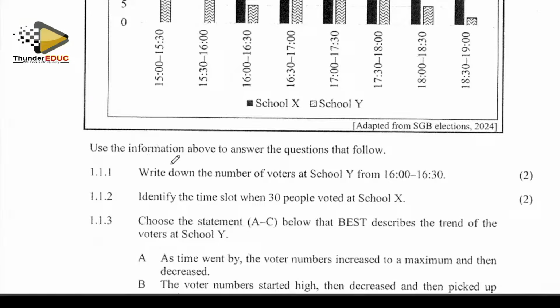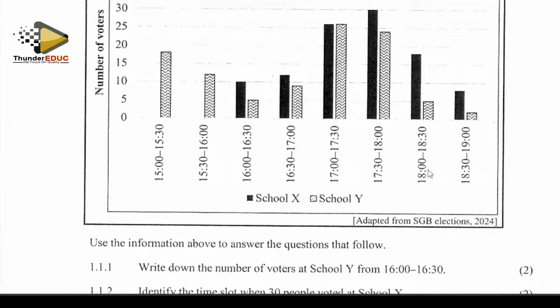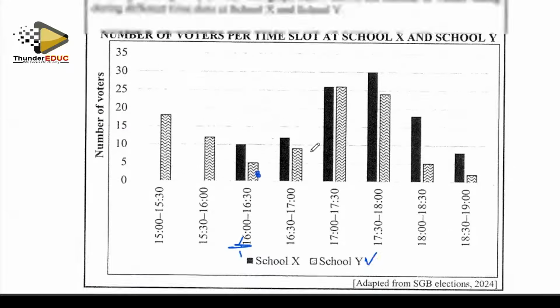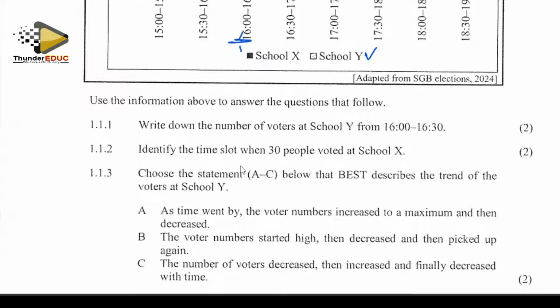Write down the number of voters at school Y from 16 hours to 16:30. So we come here, we look at this. That's the first, and we are looking at Y. Y is this other one here. So these were 5 number of voters. So here the answer is supposed to be what?